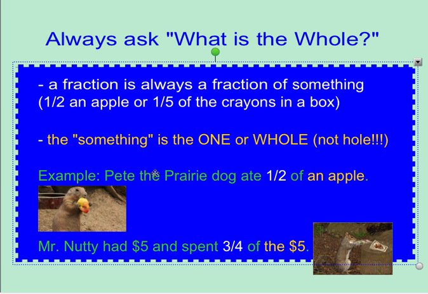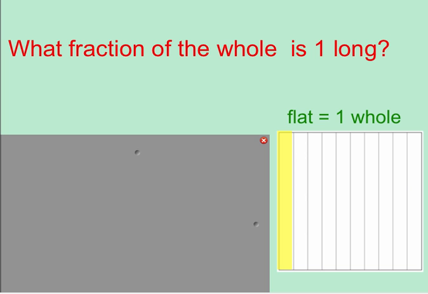So if Pete the Prairie Dog ate half of an apple, the half would be the fraction, the whole would be the apple. Here's another example. Mr. Nutty had $5 and spent 3/4 of the $5. The $5 is the something, it is the whole, it's the complete part, and he spent 3/4 of it, that's the fraction. So always ask yourself, what is the whole, because it makes a difference when you write out your fractions and decimals.